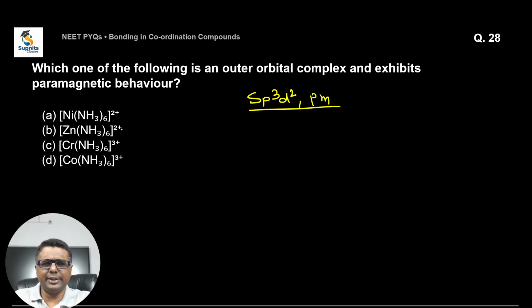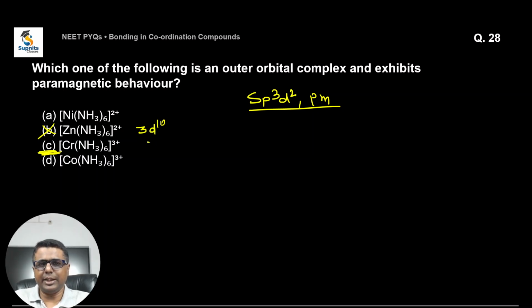So which cannot be paramagnetic? Let us first eliminate. See, Zn2+ is 3d10. I know this very well. So this cannot be paramagnetic. This is out. I am not going to check this again. Okay. This is likely to be paramagnetic because we know this is colored. So I'll check the Cr3+ first, likely to be paramagnetic.